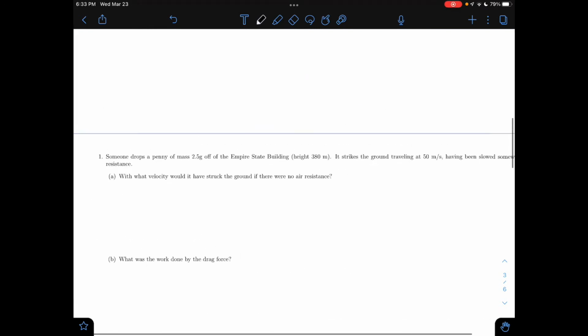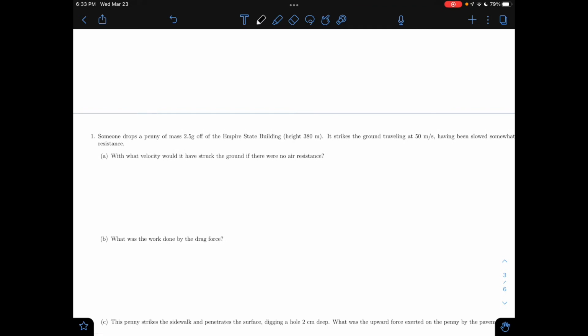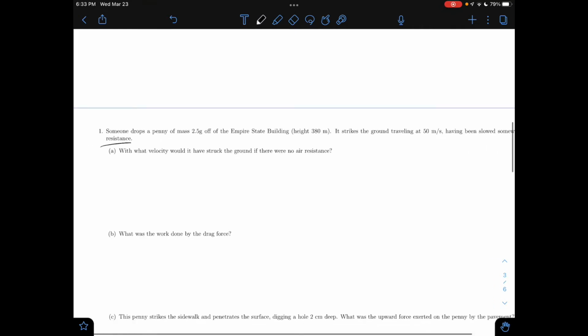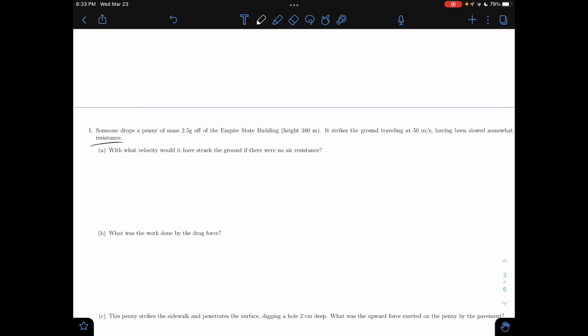So we have a penny and we're dropping it off the Empire State Building. The urban legend that if it falls, it could kill someone is actually false. And we'll actually find out why. It's because of air resistance. The penny has some terminal velocity, but that's really why.